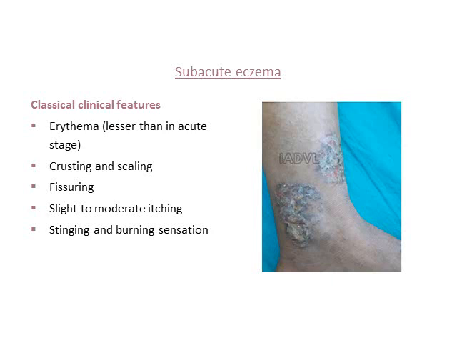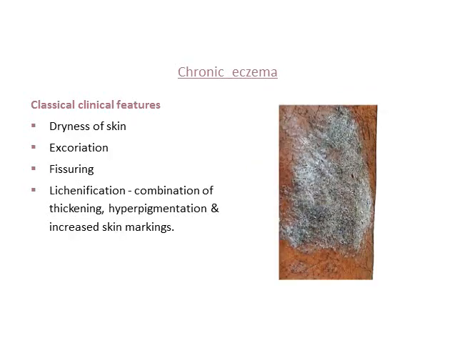Subacute eczema is a type of eczema where you see erythema, which is lesser than in the acute stage, crusting and scaling, fissuring, slight to moderate itching, stinging and burning sensation. Chronic eczema is a condition in which you see dryness of the skin, excoriation, fissuring, lichenification. What is lichenification? Lichenification is a combination of thickening, hyperpigmentation, and increased skin marking.